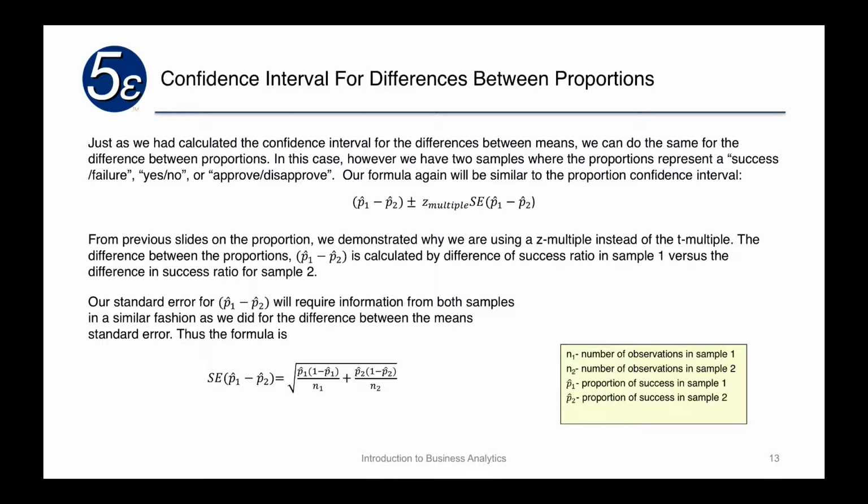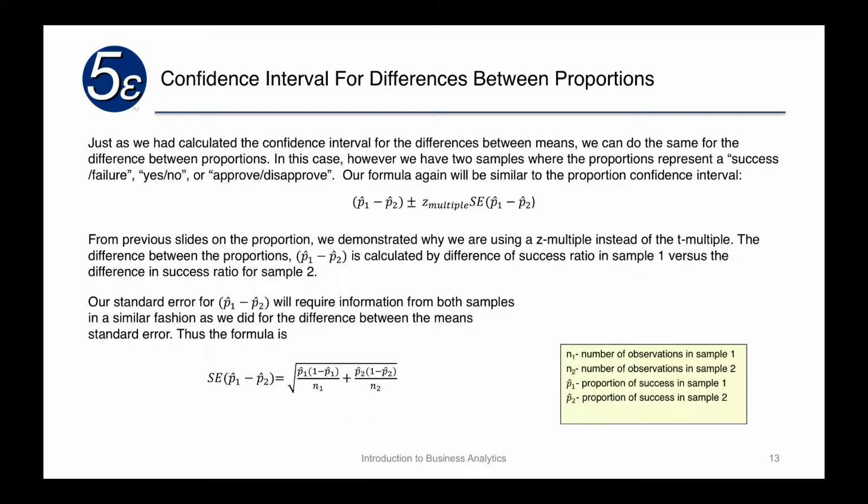Now, we could do the same thing with proportions. So we want to see the difference between proportions. We might do this with two samples where we have a number of successes and failures. If we're sampling parts that come off an assembly line, or yes-no responses, or approve or disapprove responses. So let's say we were trying to calculate whether voters would say yes or no to a proposition. We would take two samples and we want to see what their confidence intervals are.